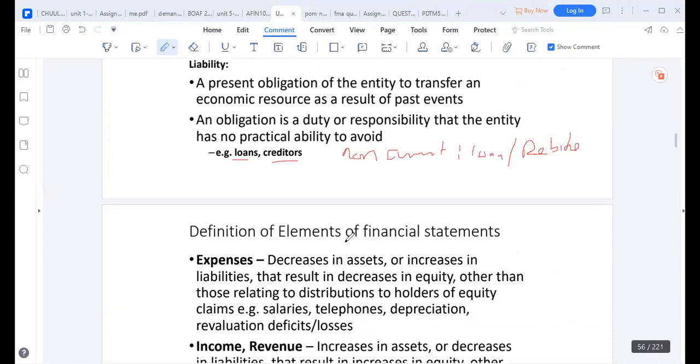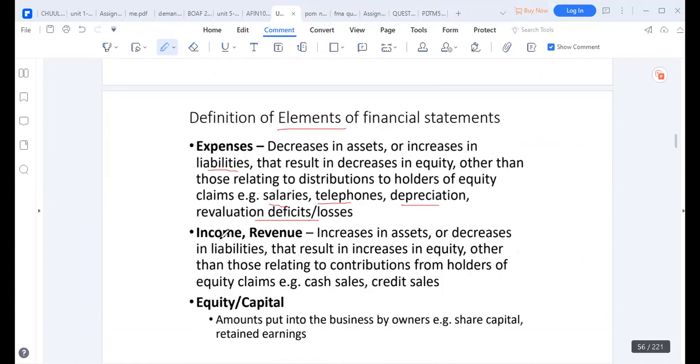So these are all called elements. We also have expenses. Expenses will decrease the asset in value or increase the liabilities, because when we have an expense like a salary, telephone bills, depreciation, and the revaluation of assets, these are all expenses. Revenue and income increase our assets. So our revenues may come from cash sales and credit sales. These are income.